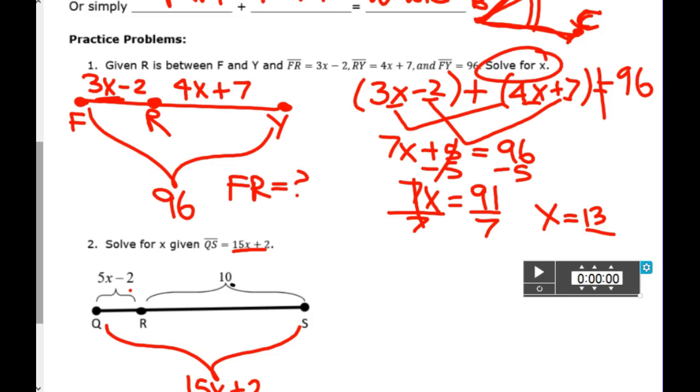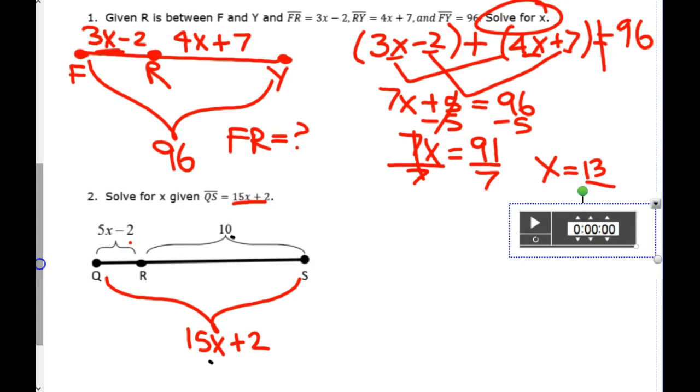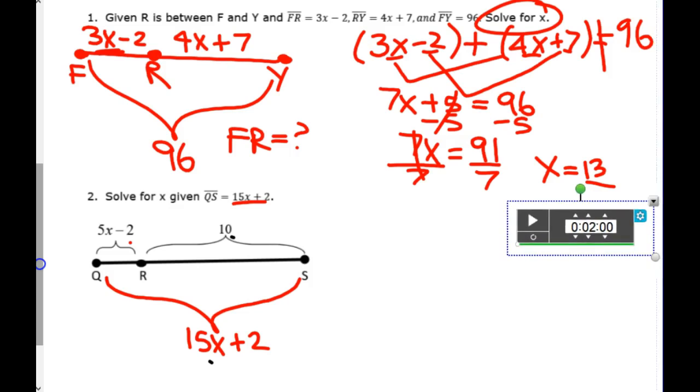Okay, so I'm going to give you a couple minutes, maybe 3. I want you to try to set this up and solve it. If I can get this to work. Boom. All right, go ahead and try to solve that one.